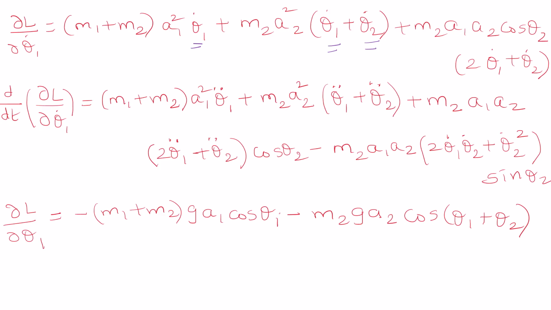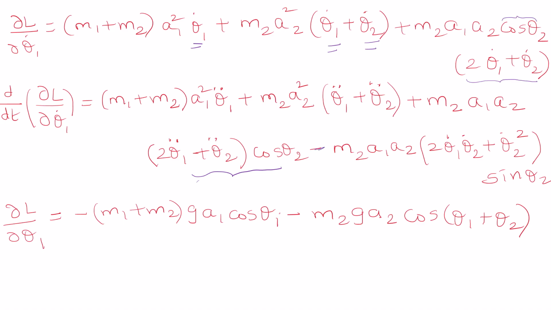And here we have to consider it in UV form. So this term we get by considering UV form. So you will be getting M2 A1 A2 cos θ2 into (2θ1 double dot plus θ2 double dot). So first you are differentiating in the UV method. First you are differentiating this: minus M2 A1 A2 (2θ1 dot θ2 dot plus θ2 dot square) into sin θ2. By differentiating cos θ2, you will get minus sin θ2. That is why you get a minus sign here, right?